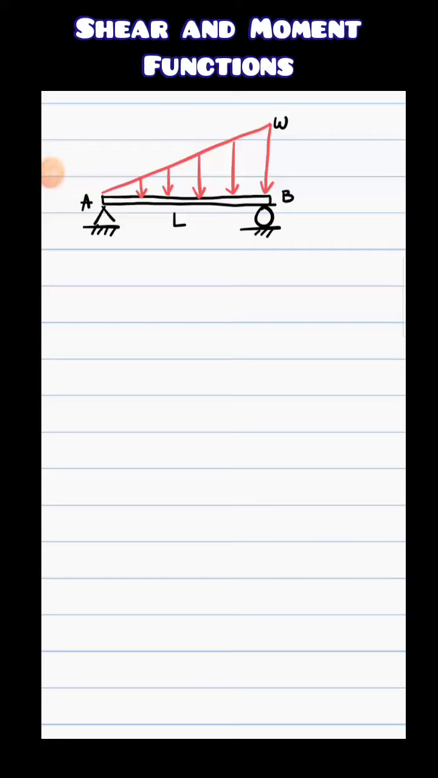In this example, we are given a beam that has a load on it in the form of a triangle, and it is called a uniformly varying load with zero magnitude here at A and W at the end, or at B. The first step is to find the reactions.